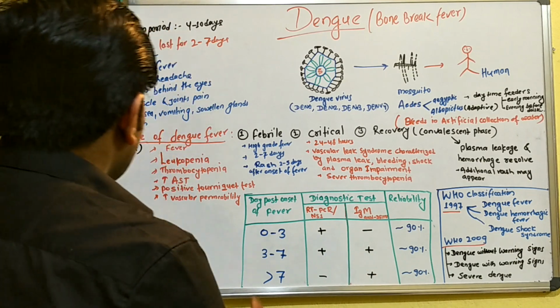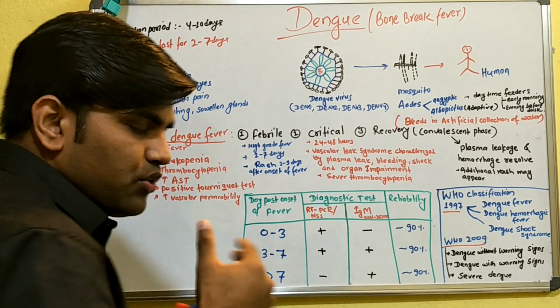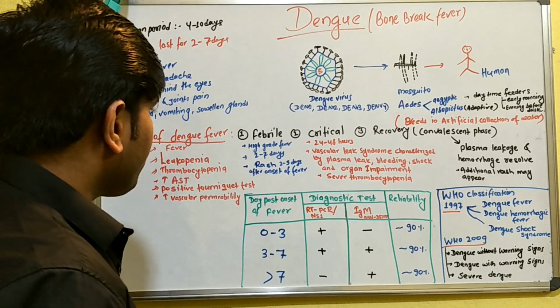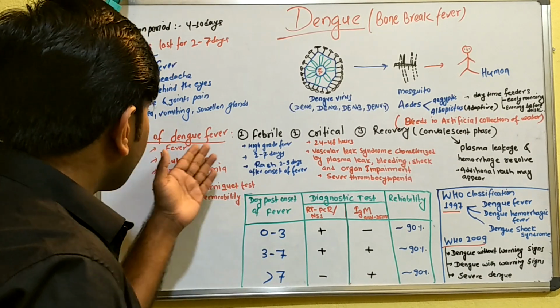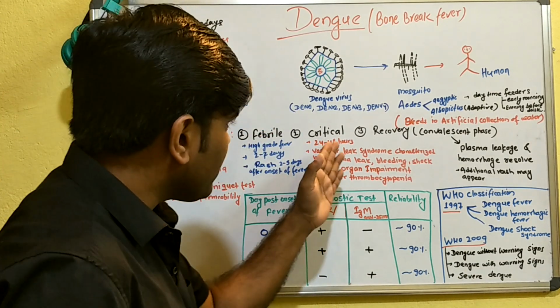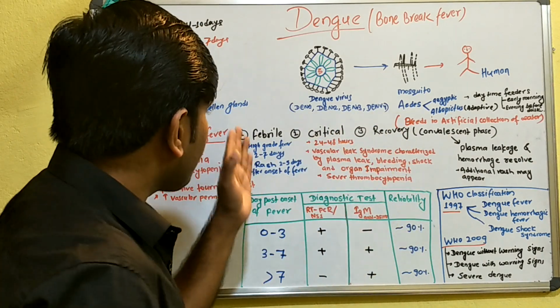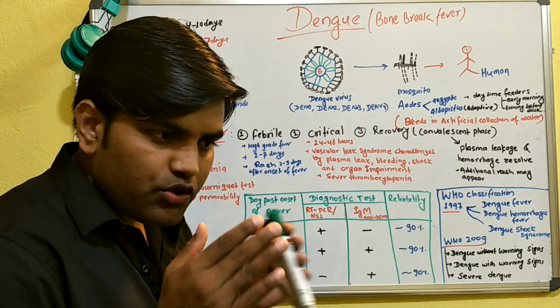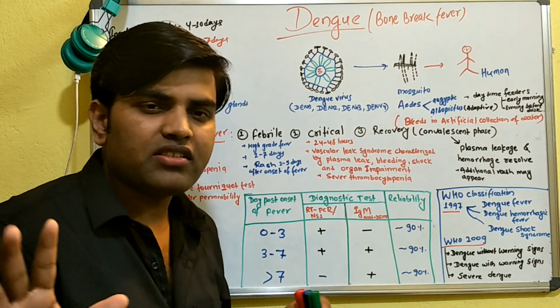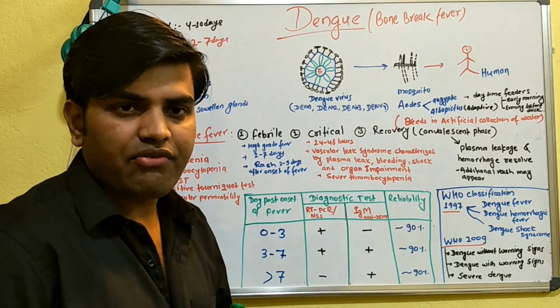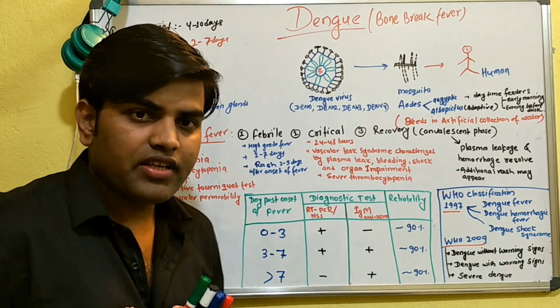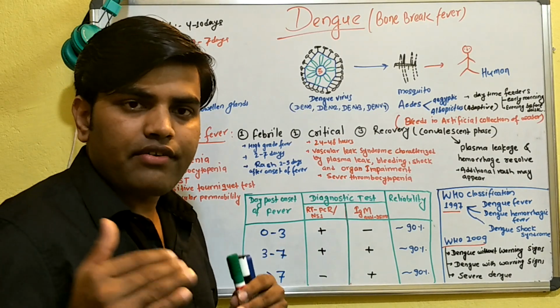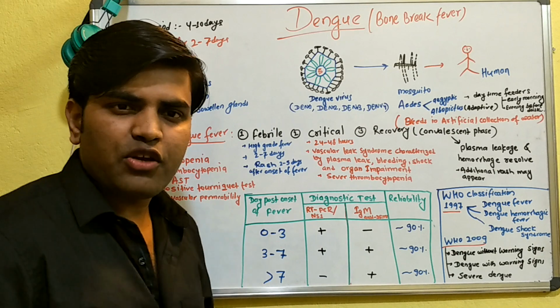Okay, so what are the stages now? Let's go to the stages, how it will behave. The stages of dengue fever are febrile, critical, and recovery. So what is meant by febrile? The febrile stage is the stage where you will have a high grade fever. Imagine you will have a severe high grade fever. Even I have had dengue, so I know that there is a high grade fever, and you feel very lethargic, very weak.